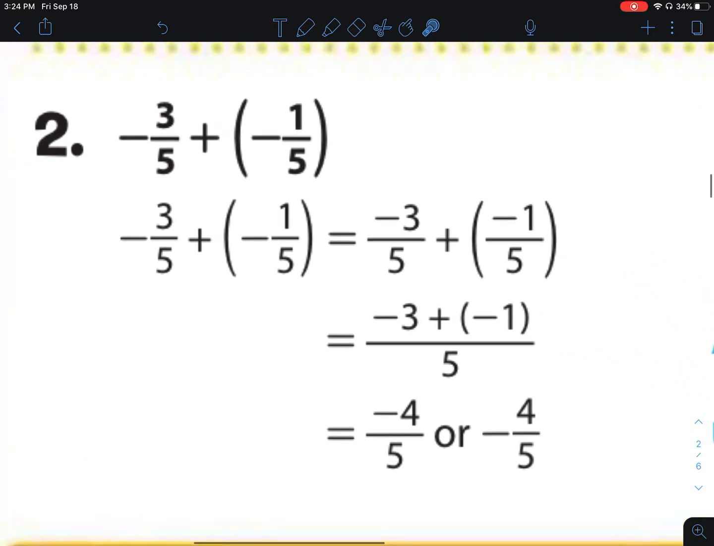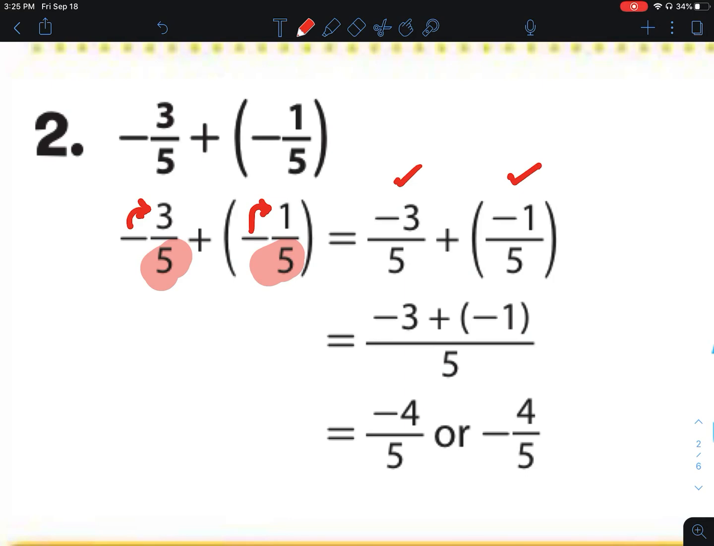So in this problem, we're adding negatives. We have negative 3/5 plus negative 1/5. Again, we know that the fractions are like fractions because they have the same denominator. Now since these are negatives, look what happens. The negative sign goes to 3, the negative sign goes to 1. So now you have negative 3 and negative 1. So you have negative 3 over 5 plus negative 1 over 5.